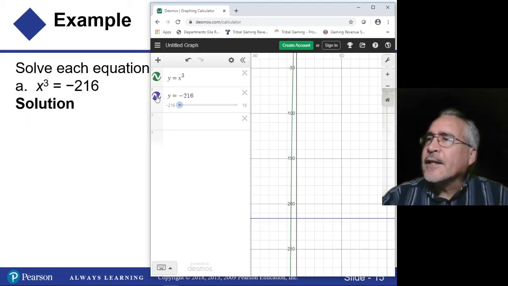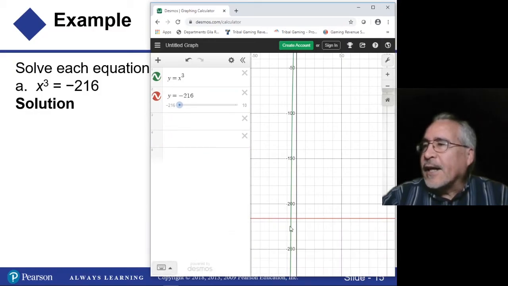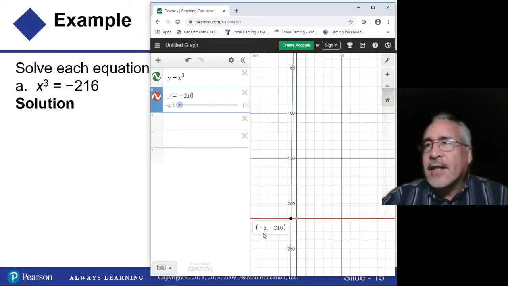Click and hold on it. Double click on it. There we go. Click and hold on it. Let's say we want to make it red. There we go. It's a little easier to see. And then we click on the intersection, and it gives us the answer. The answer is x equals negative 6.